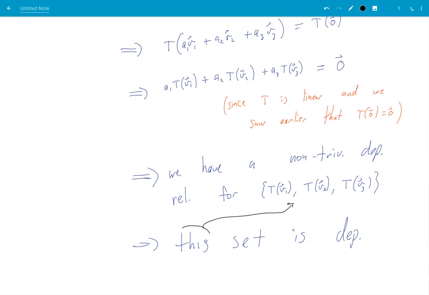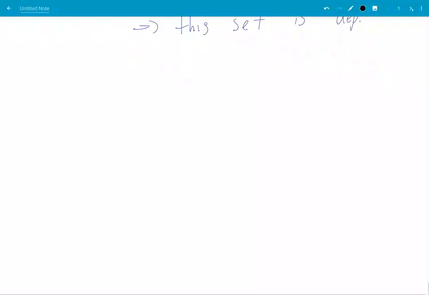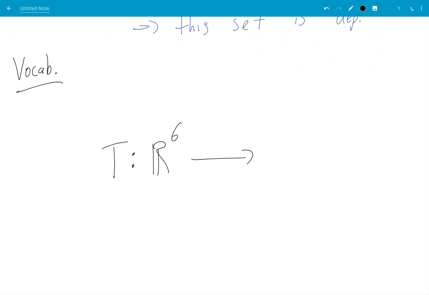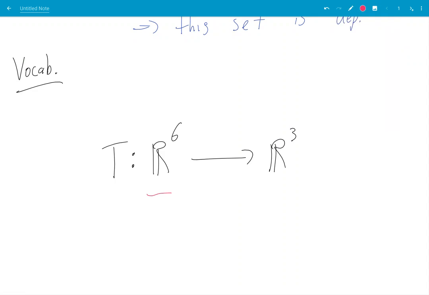Okay, copy that down. Pause if need be. Now we'll close out the section with some more vocabulary. Okay, so if you have a transformation from R6 to R3, this is called the domain. This is called the codomain.